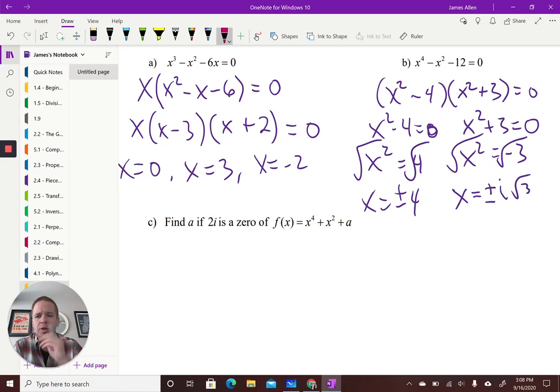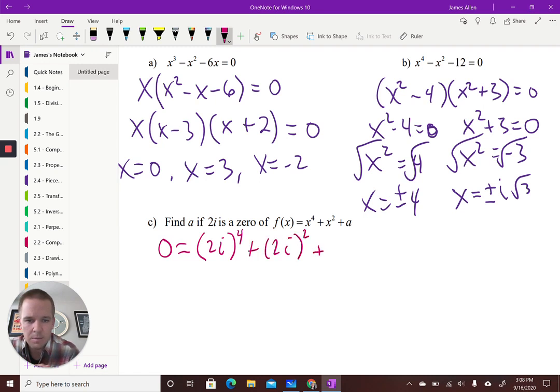So what does that mean? Well, it says 2i is a 0. That means if I were to substitute 2i in, the output would be 0. Okay, well, I could use that. This means that 0 is going to equal, and I'm going to substitute 2i in for x in both of these spots. And now I can solve for a.